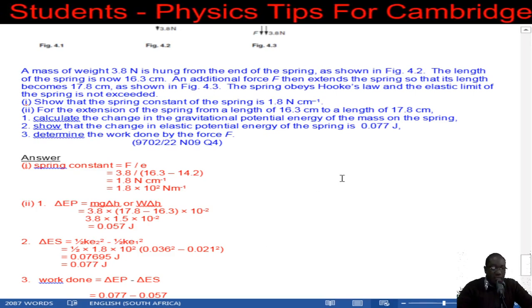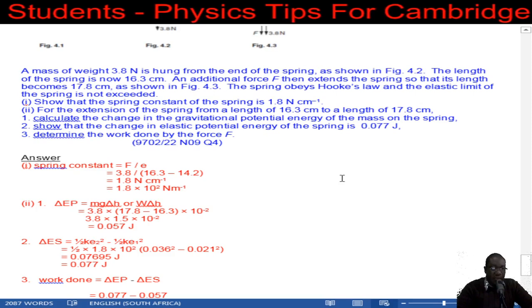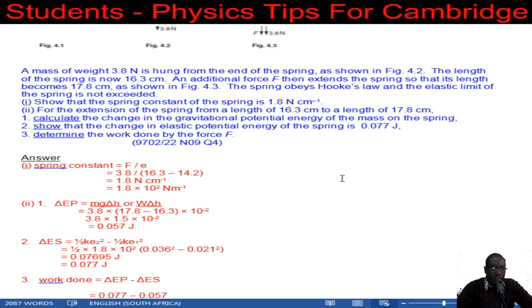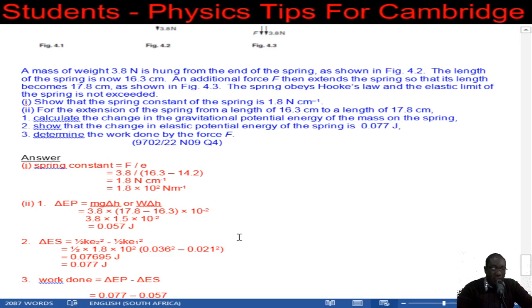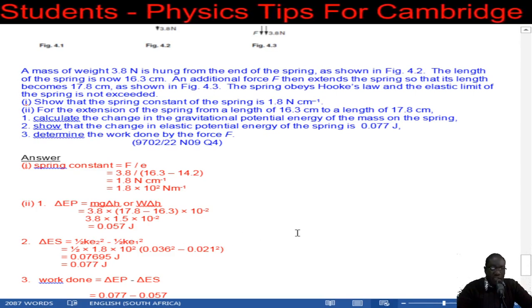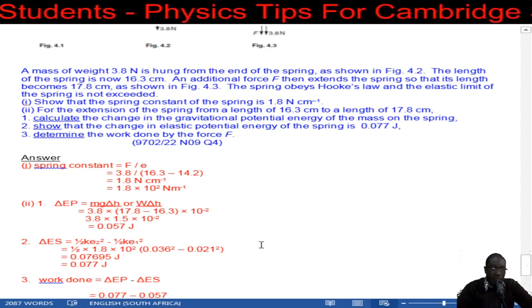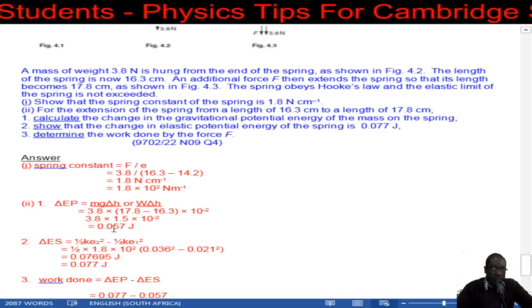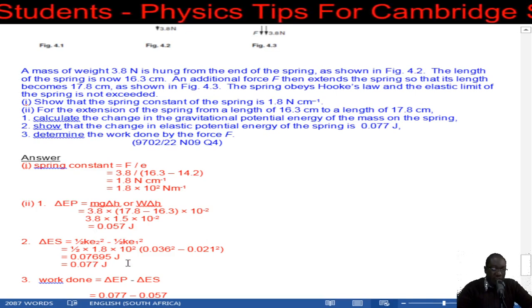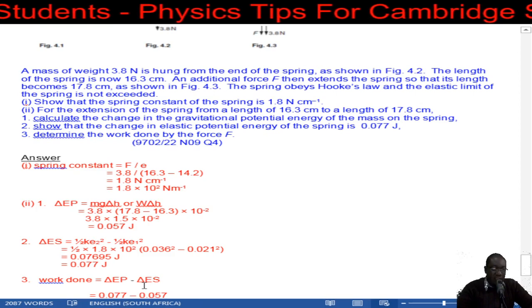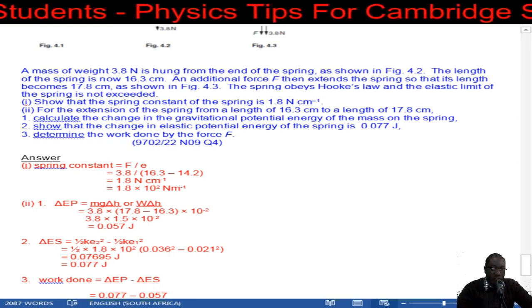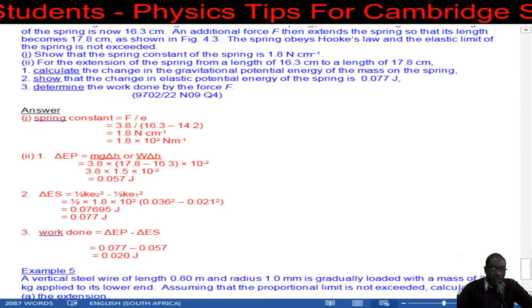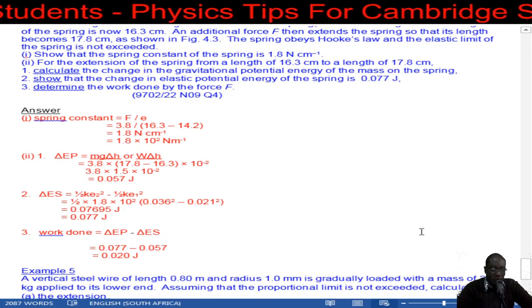Lastly, the question requires you to determine the work done by the force. So work done by the force is equal to the change in the two energies. Remember, work is always done when energy is transferred from one form to another. So we're saying the change in the elastic potential energy minus the change in the gravitational potential energy. So 0.077 minus 0.057, that should give you 0.020 joules.